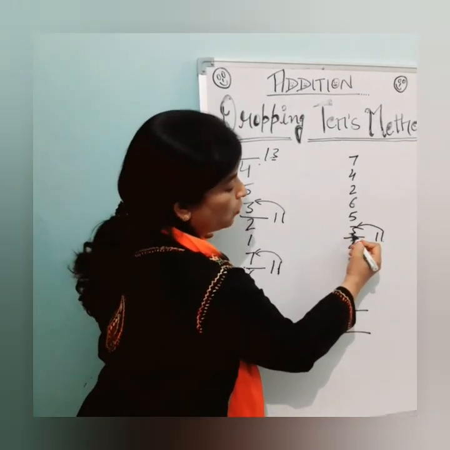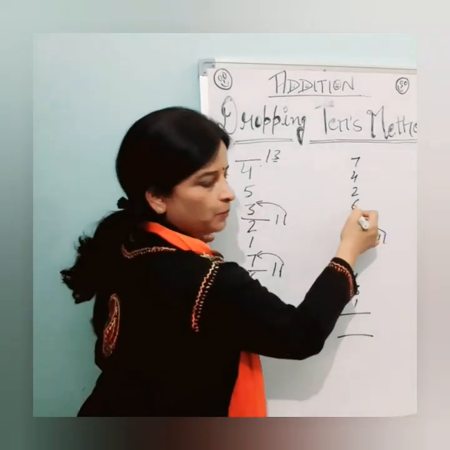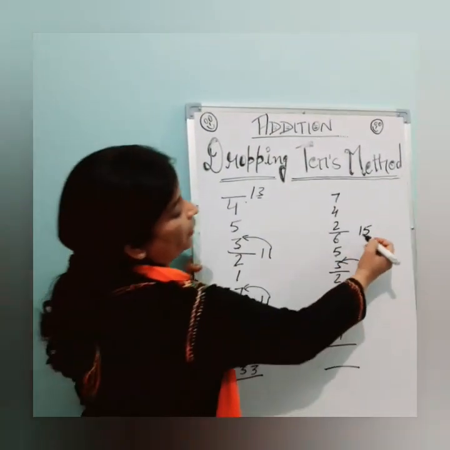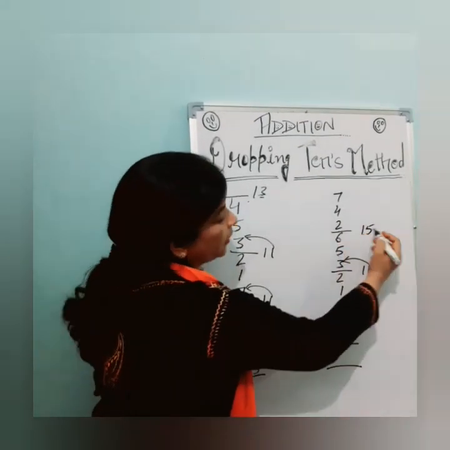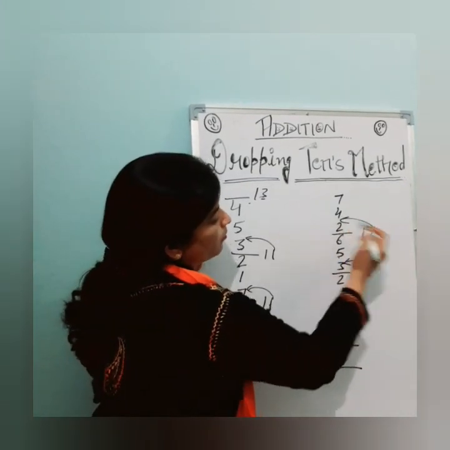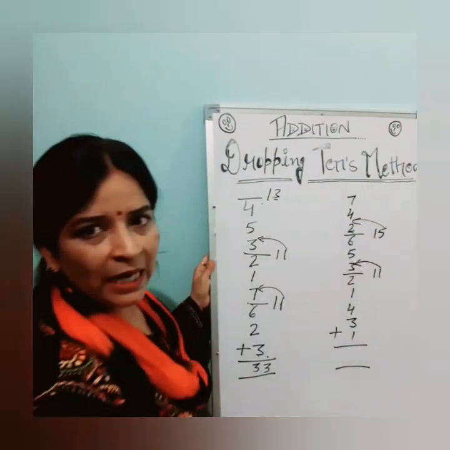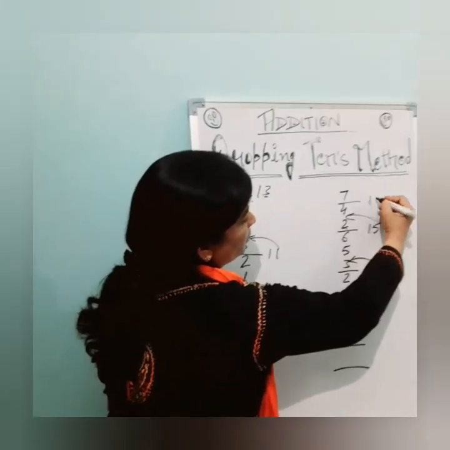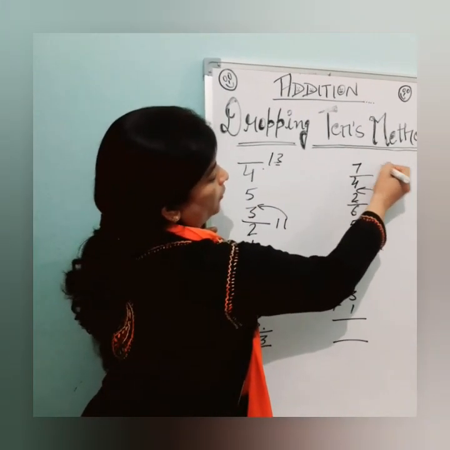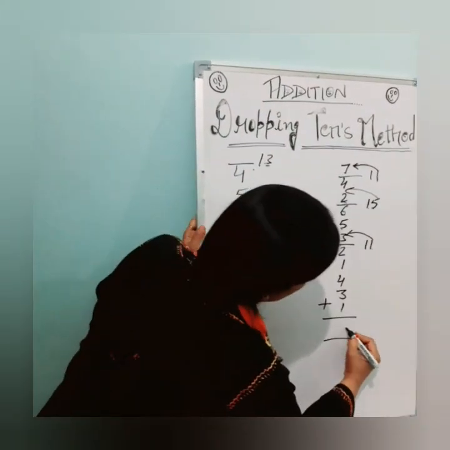1 plus 3, 4. 4 plus 5, 9. 9 plus 6, 15. It is more than ten. So we will drop 10 here as a bar. And what is remaining in ones? 5. 5 carry to the next number. 5 plus 2, 7. 7 plus 4, 11. Again we get a sum more than 10. So we drop 10 here as a bar, and the ones carry to the next number. 1 plus 7, 8. So we will write 8 here.